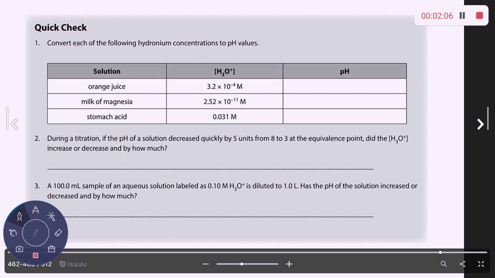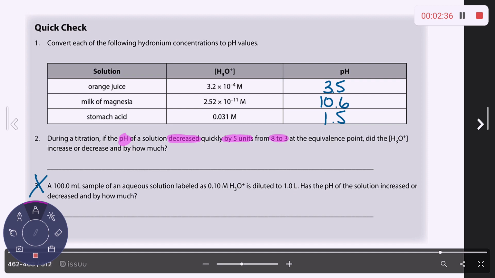Okay, what did you guys get for orange juice? 3.5. Okay, milk of magnesia? 10.6. And then the stomach acid? 4.5. Yeah? 1.5. Okay, cool. We all agree?